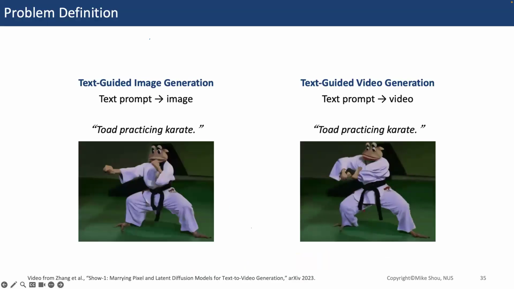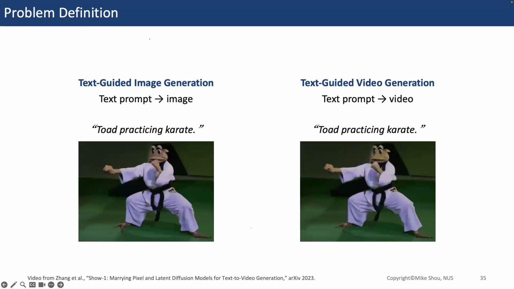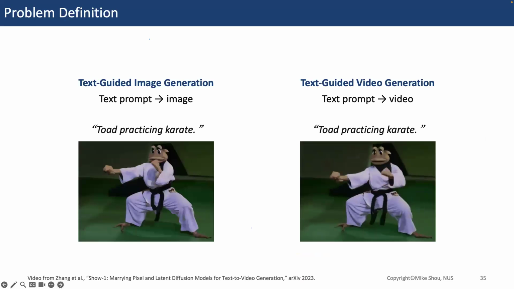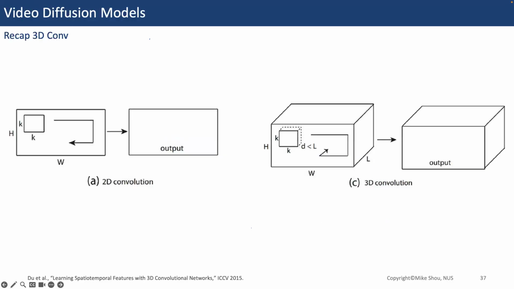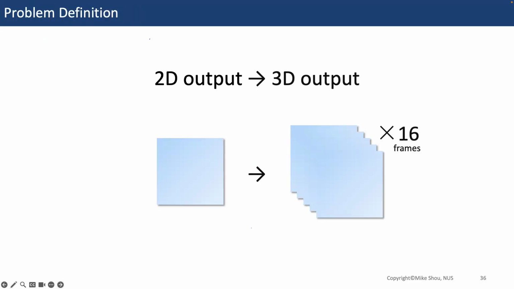So the T2I task is to generate an image from a text distribution. And for video generation, the task is called T2V, which is text to video, where we generate a video from the text description. The difference between T2I and T2V is that for T2I, we generate 2D images, but for T2V, we generate 3D content, which essentially means a sequence of 2D images, for example, 16 frames of video. So handling this transition from 2D image generation to 3D video is a new challenge in the diffusion model field. But for the video understanding field, this is not a very new problem.